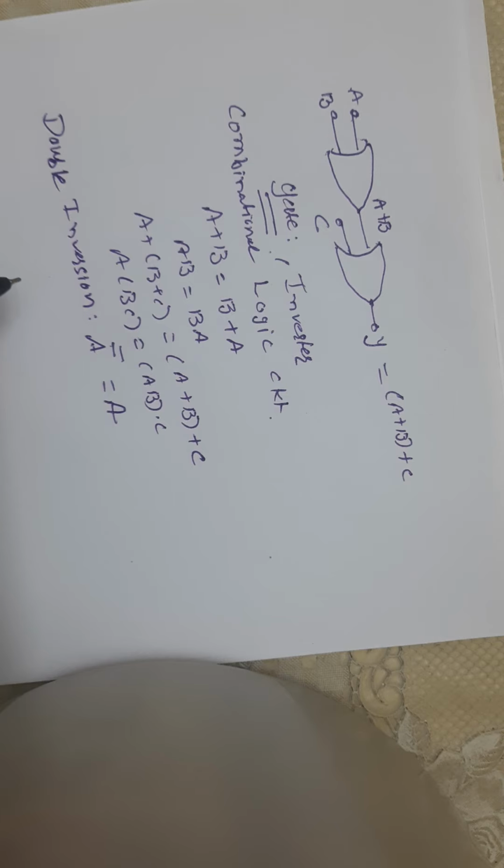Finally, there is De Morgan's theorem. Already we are discussing. (A plus B) whole bar is equal to A bar dot B bar. That means cut the line, change the sign. Instead of plus, dot, and this line cut, that means A bar dot B bar. (AB) bar is equal to A bar plus B bar. Cut the line, change the sign.